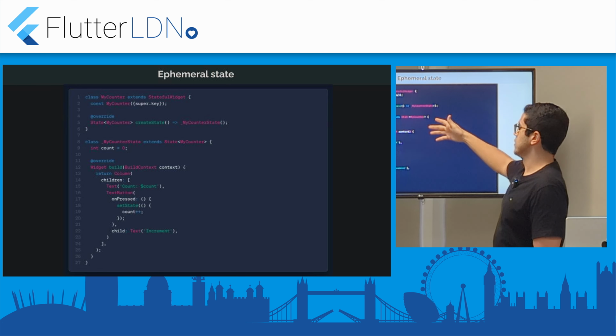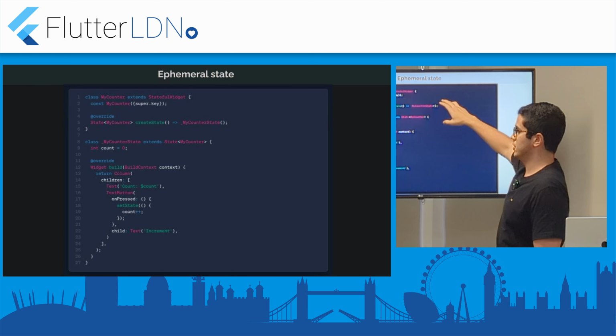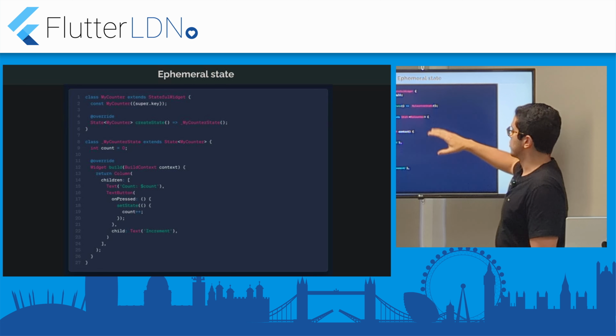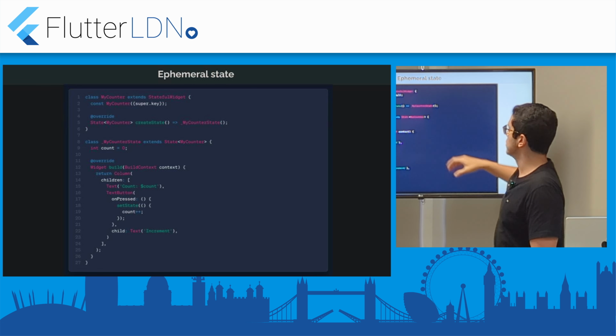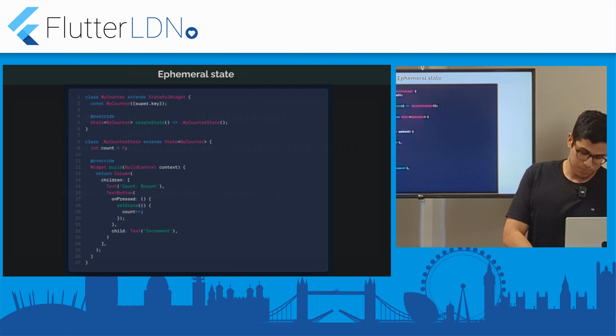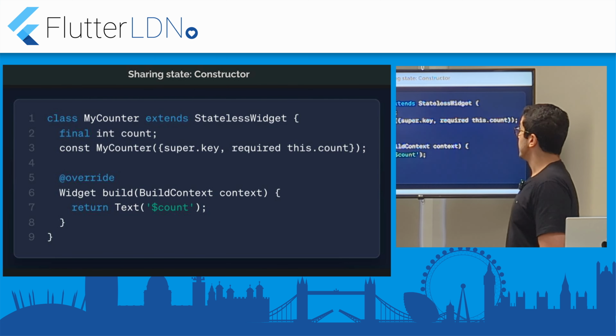Why? Because it lives within the widget lifecycle. So if the my counter stateful widget dies, if it disposes, the count disposes with it. So everything is within the widget. That's what we call ephemeral state. This is a very basic example for that.